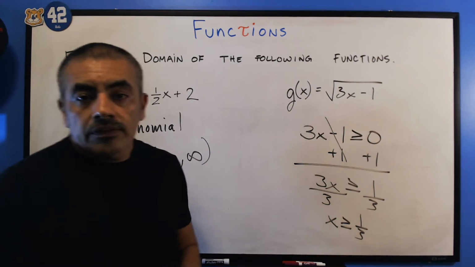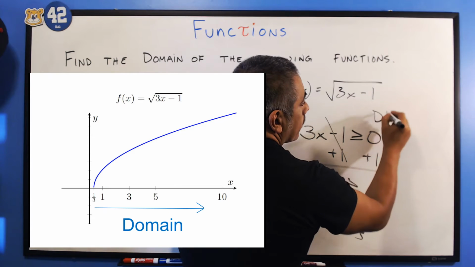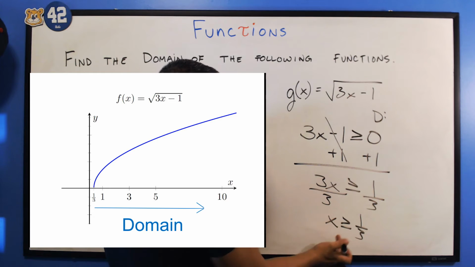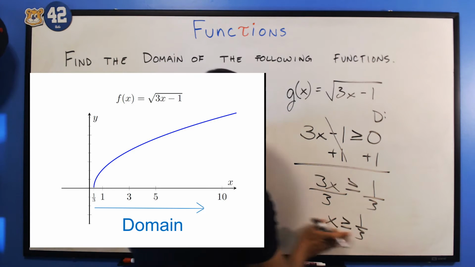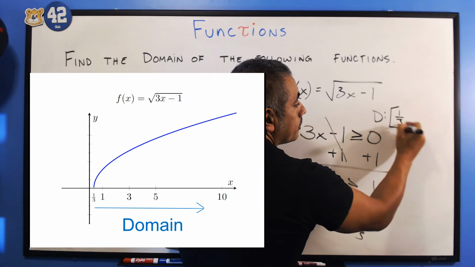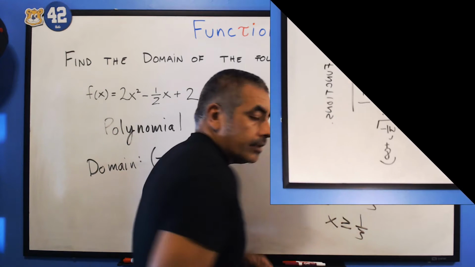Now, there you go. That is our domain. And we're going to write it like this. Domain. Well, we know it has to start at 1/3, can be equal to 1/3, and it goes all the way to positive infinity. So we're going to include 1/3 and go all the way to positive infinity.